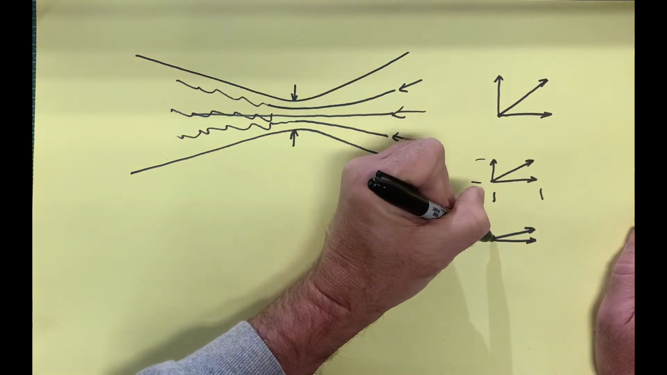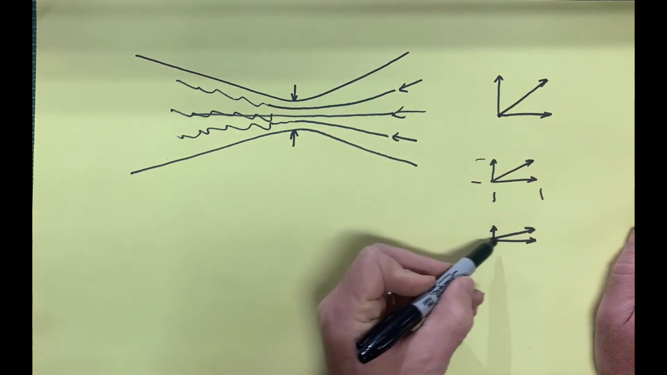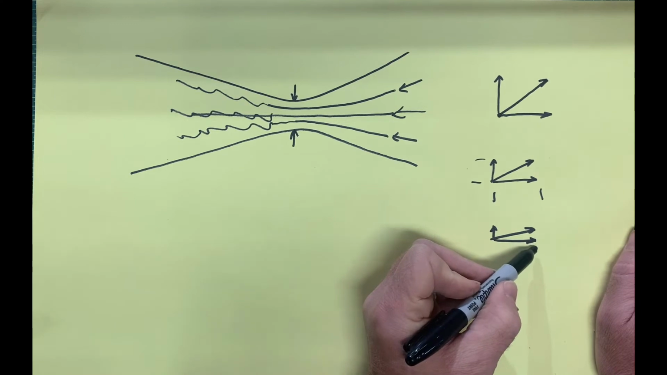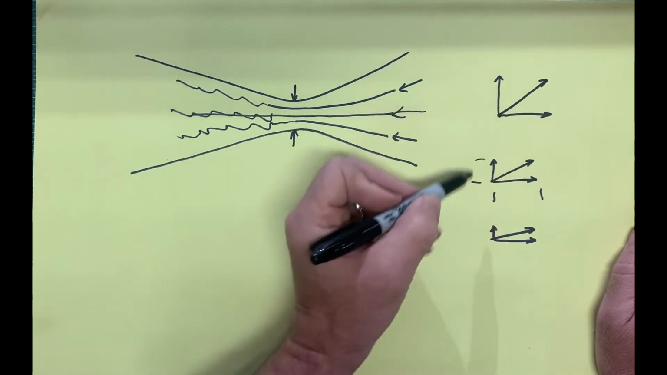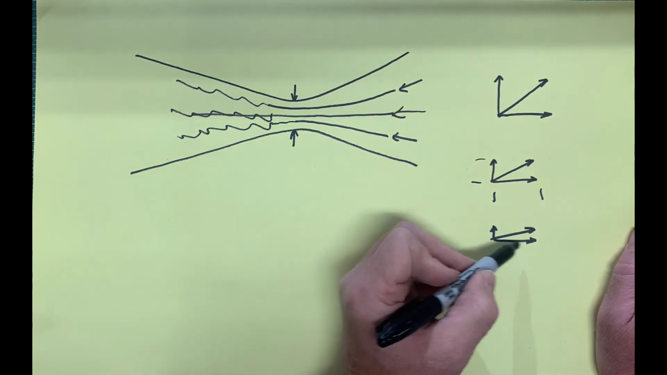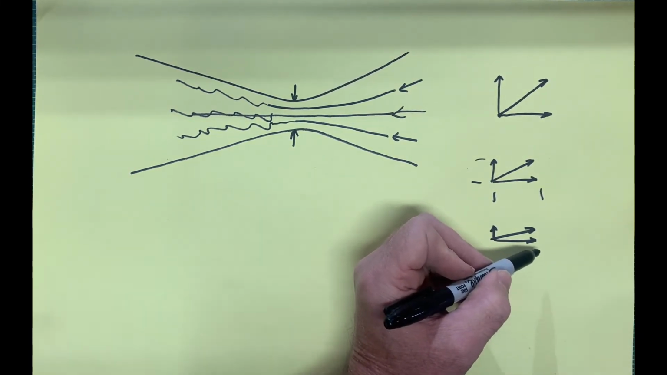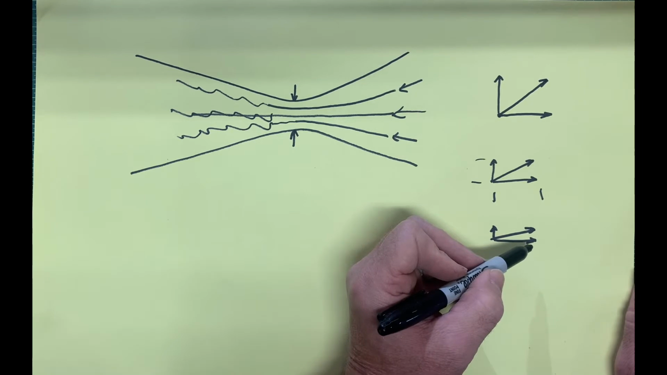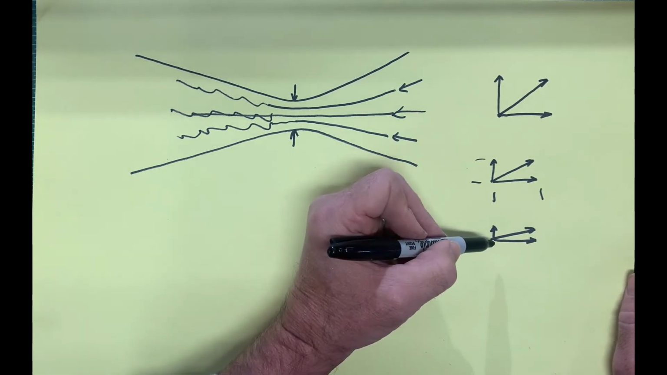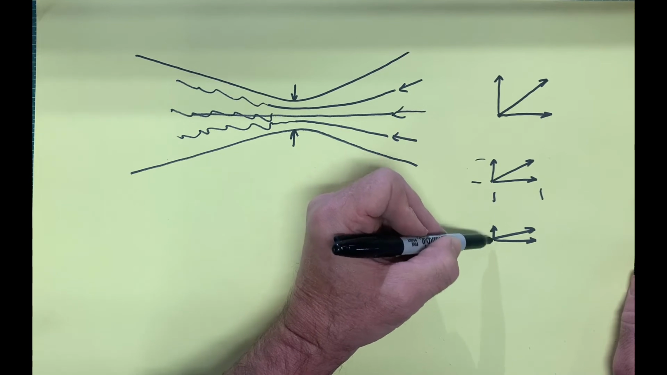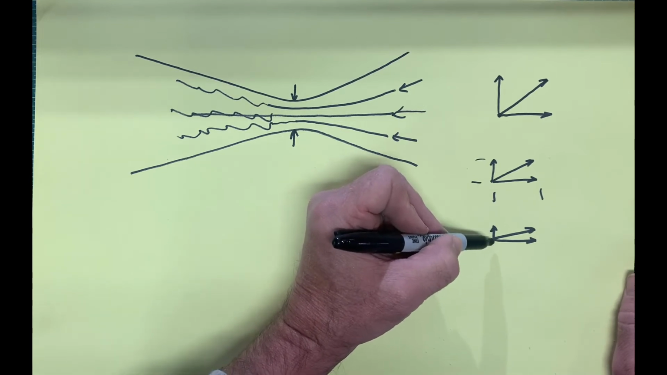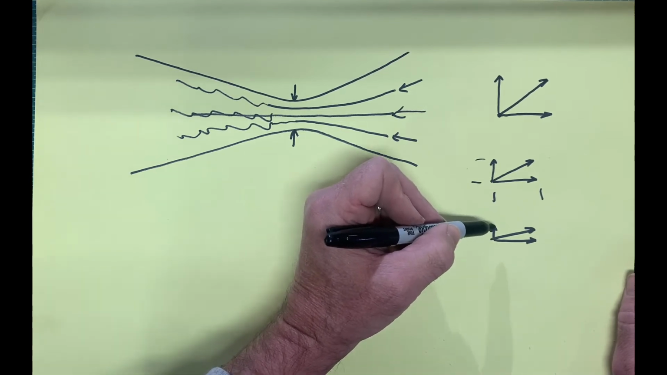Now you can see that this vector is much longer. It's longer than this one, and this one is shorter. So this vector is in the direction of fluid flow, and that's called dynamic pressure. And so as the fluid increases in speed, its static pressure decreases.